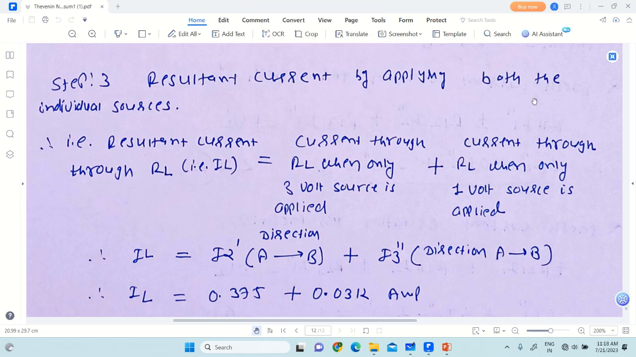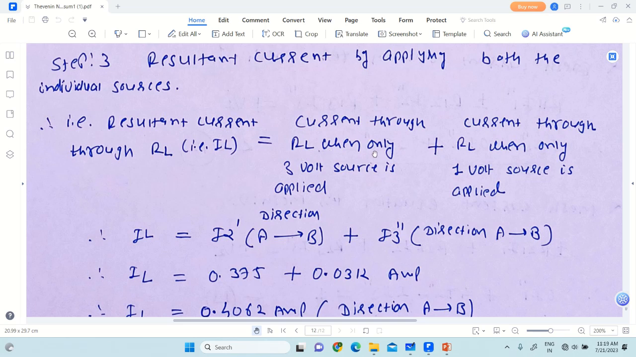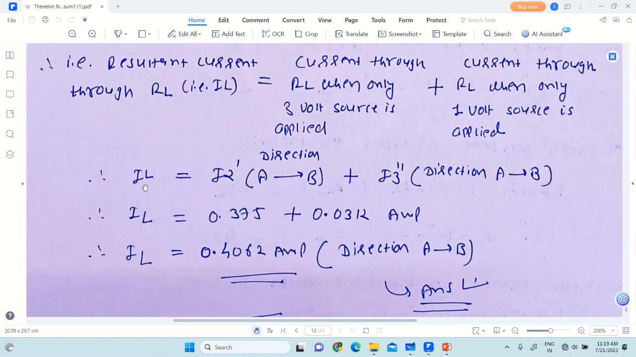Current by applying both the individual energy sources. So resultant current through the load resistance, that is IL, it is equal to what? Current through the load resistance when we apply only 3 volt energy source plus current through the load resistance when only 1 volt energy source, 1 volt battery was applied, right? So IL, resultant current IL is what? This is I2 dash when we apply only 3 volt source. and its direction was from A to B.